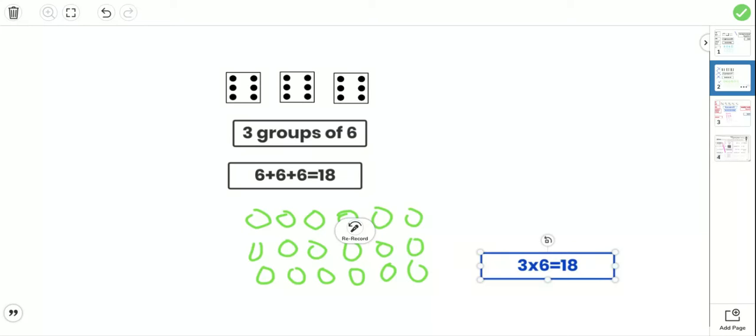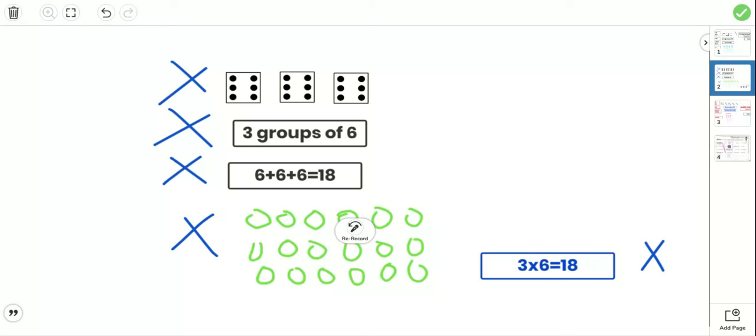So here, guys, I just showed you that 6 can be repeated with an equal groups equation, just drawing it. Whoa, I just turned that blue. I didn't mean to do that. Oops. With words, 3 groups of 6, with repeated addition, 6 plus 6 plus 6, with an array, 3 rows of 6, or just with the times equation or multiplication equation, 3 times 6.